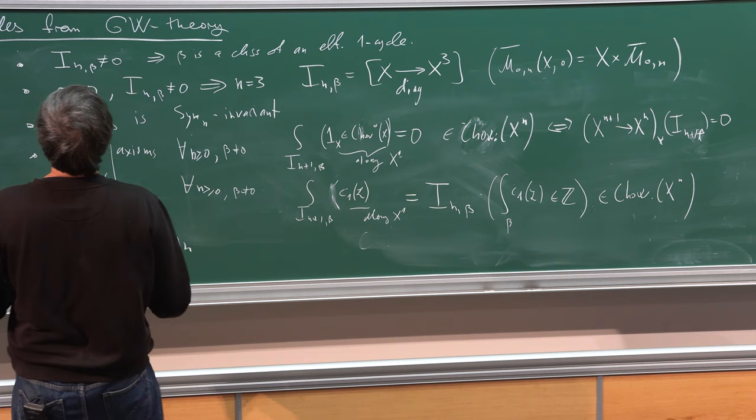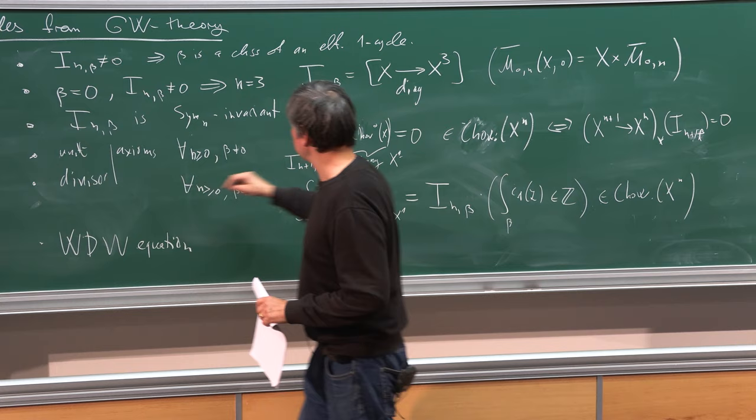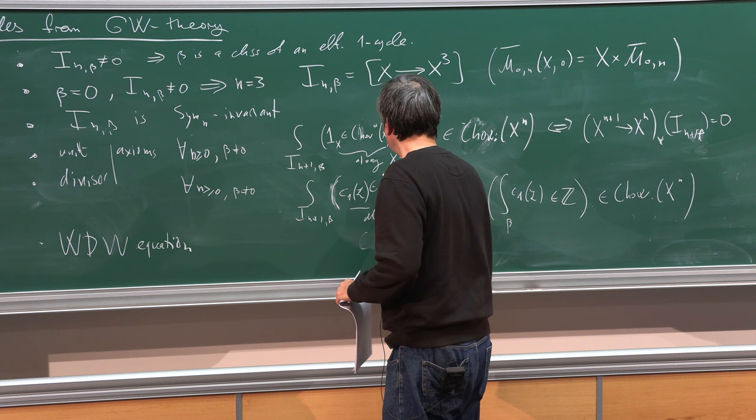So wait, the unit axiom is a special case of the divisor axiom? No, no, they are two different axioms. I put an element in Chow 0 and an element in Chow 1. I see. Yeah.